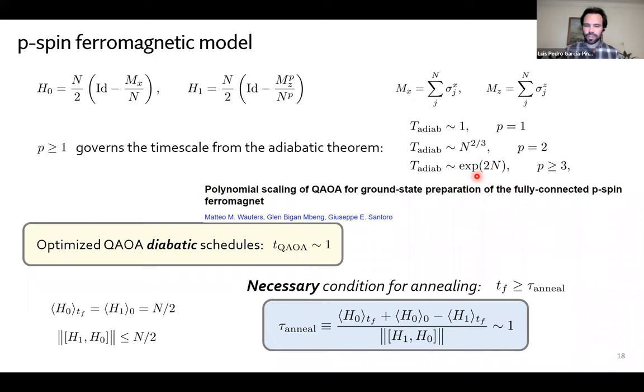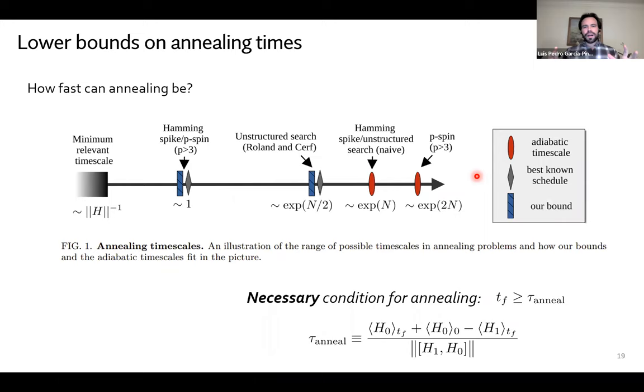Good, and with this, I'm close to concluding. Let me show a figure to illustrate what's going on here. We've studied three toy models where optimized schedules were known. And what we've found is that in these three toy models, our bound and the best known schedule gave similar timescales. But there's a big gap to what the adiabatic theorem would tell you. The worst case scenario is you just go as slow as the adiabatic theorem tells you, but the best case scenario would be given by our bound. And for these three toy models, our bound matches the time scales given by some optimized schedule. We were happy with that.